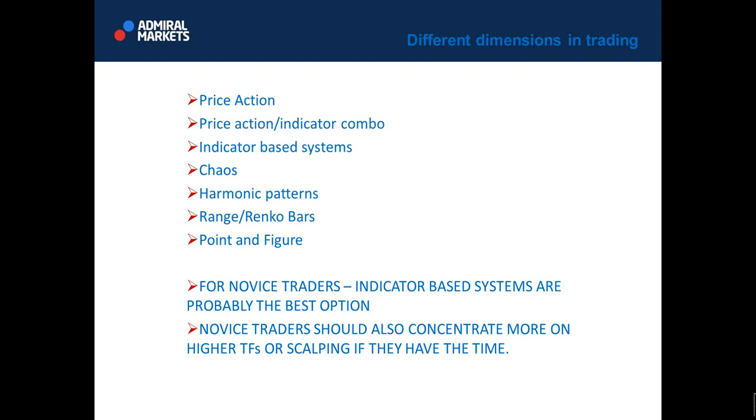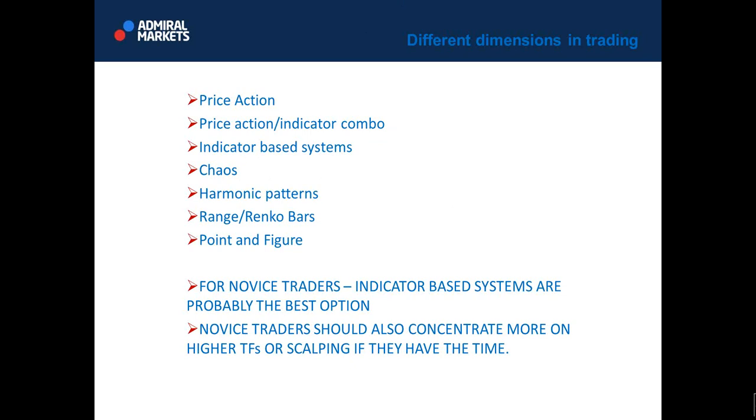For example, I'm Camarilla MACD, all analysis, trading, session recaps are done by Camarilla MACD. And that is actually a price action system which only uses one indicator, that is MACD. So I can say that is a price action system. Some systems can use a price action indicator combo. Some systems can be purely chaos systems based on Bill Williams indicators.